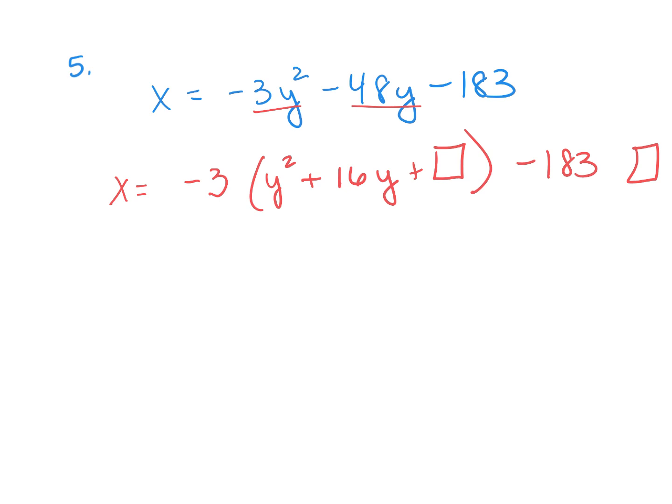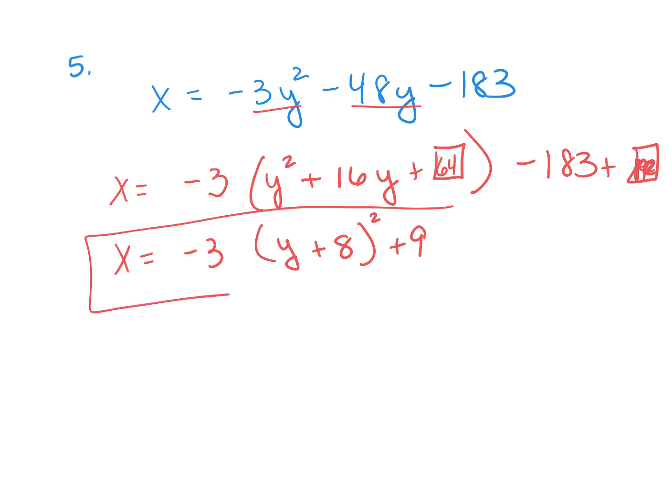So what's half of 16? 8. Squared. 64. So what's 64 times -3? So we subtracted 192. We're going to have to add 192. Everybody get that? So now we factor. We have x equals. The -3 goes here. What times what is y squared? It's y and y. And what times what is 64, and added together is 16? Y plus 8. And 192 minus 183 would be 9, maybe? Yes. And that is in vertex form.